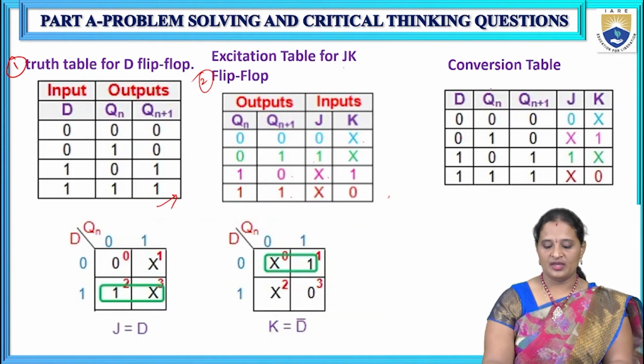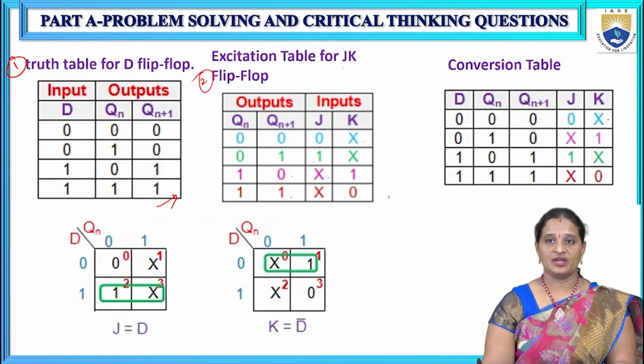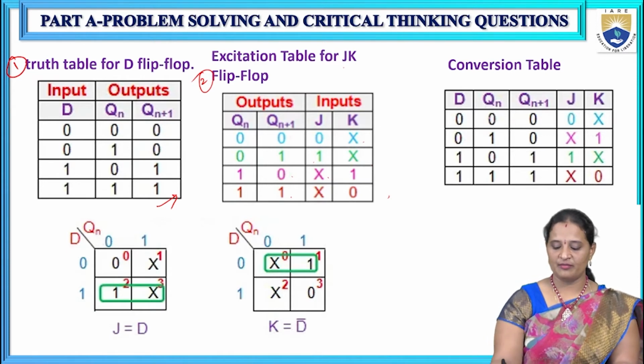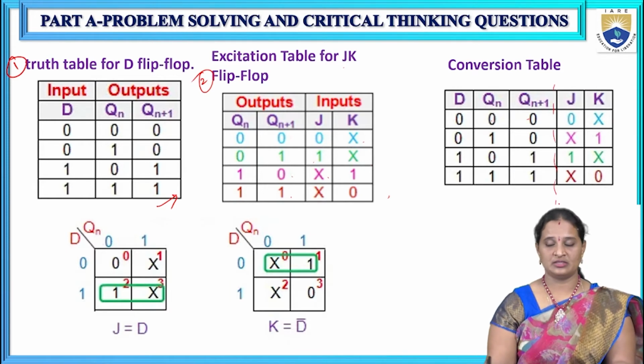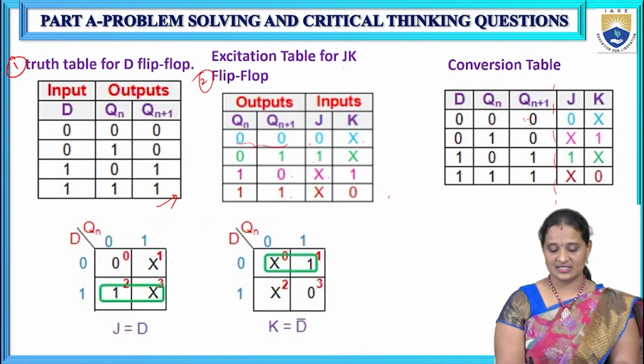So here, this is the truth table of the desired flip-flop, and this is the excitation table of the given flip-flop. Just append them. After appending, first we write up to this, the truth table. Then you verify the present state and next state. Present state value is 0, next state 0. What excitations must be given to the JK flip-flop to get the combination of present state and next state as 0, 0? That is 0, don't care.